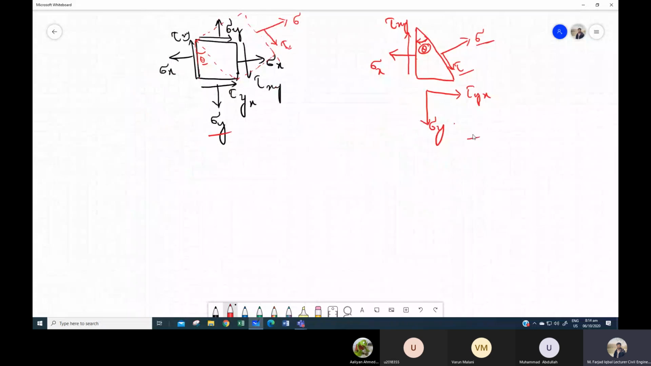Again, these are the stresses that are acting on the element. Now if I want to represent these stresses in terms of force on this inclined element, how can I do that? You know this formula that stress is equal to force over area. If I want to represent these stresses as forces, I need to multiply the stress with the area on which it is acting.